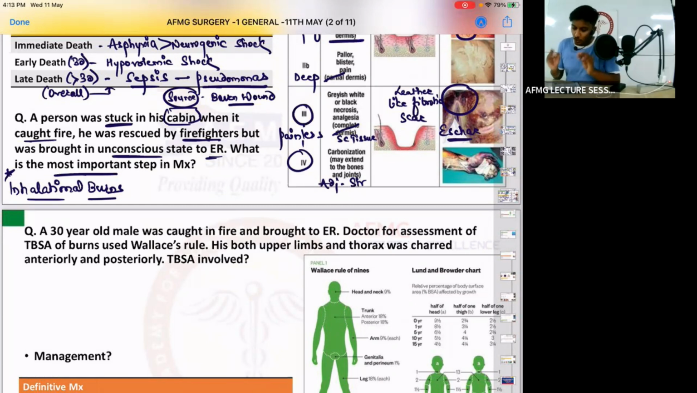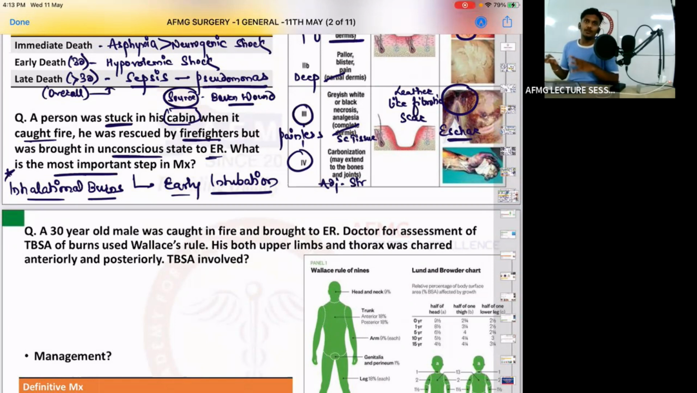So what is the most important step in inhalational burns? Early intubation. In inhalational burns, there can be a risk of laryngeal edema, and then the intubation can become difficult. So the most important next step would be early intubation. Remember this. Acute epiglottitis may be the same. If they ask you the most important next step in inhalational burns, the answer is early intubation.